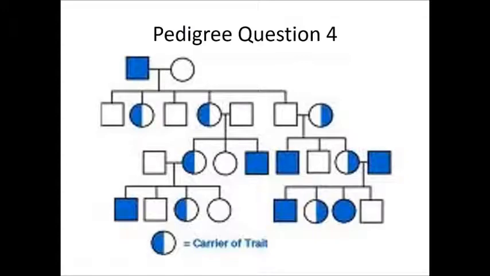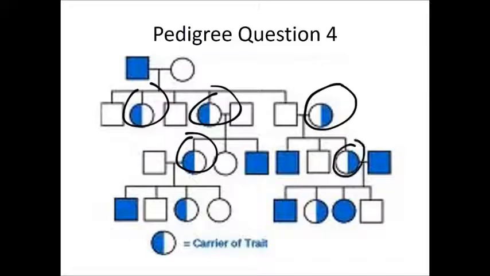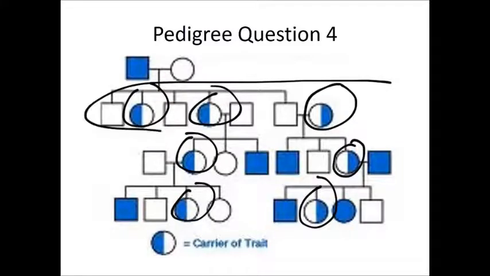Again, we ask our first question. Are there carriers? Does the trait skip a generation? Notice there are lots of carriers. All of these circled individuals are carriers. Also notice that all of generation 2 is skipped. There are no individuals that are affected in generation number 2.